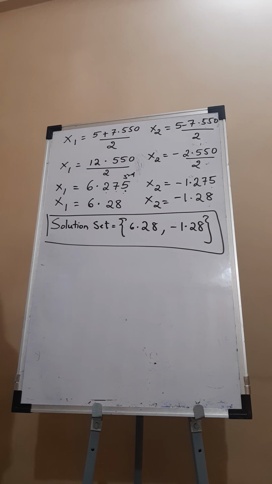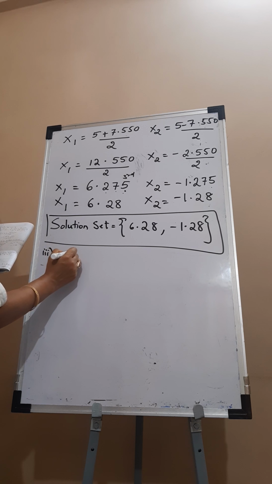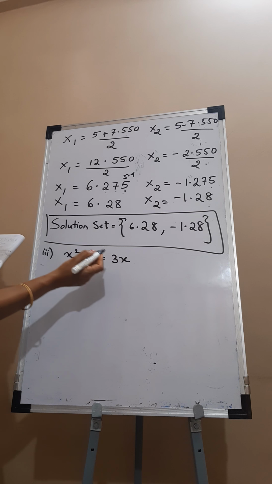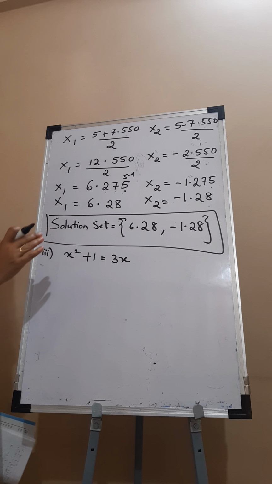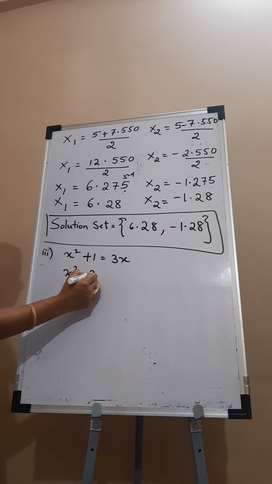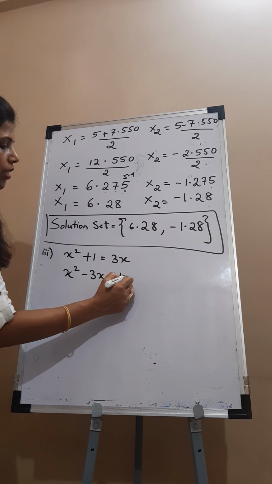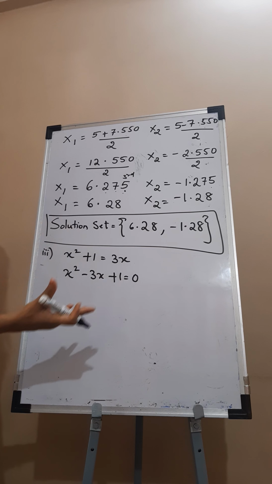Okay. Now the next question. The next question, that is the third question, is x square plus 1 is equal to 3x. Now first you have to bring this equation into the general quadratic equation form. So write it as x square minus 3x, because when you bring this 3x over here, it was plus, and when it comes here, it becomes minus. Plus 1 is equal to 0.